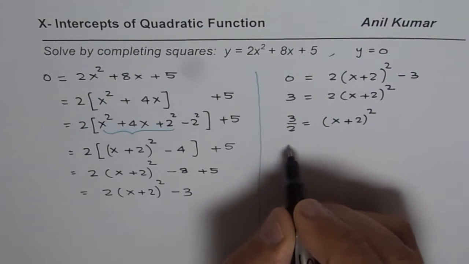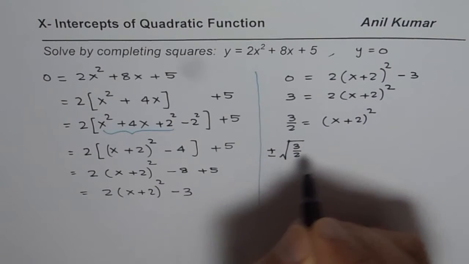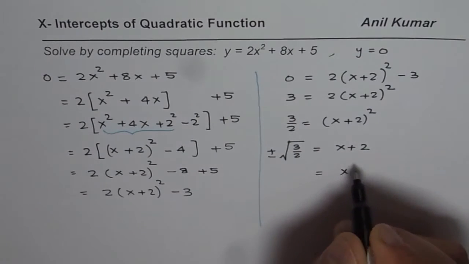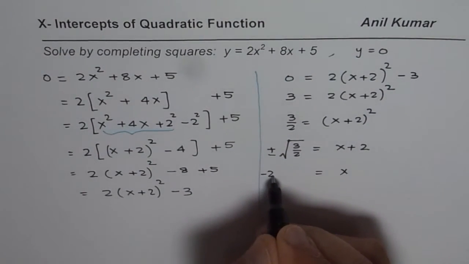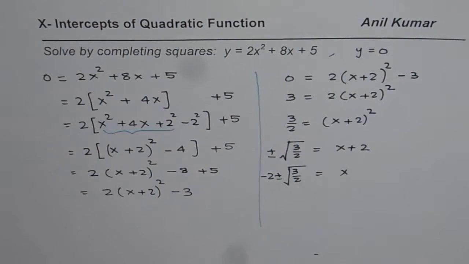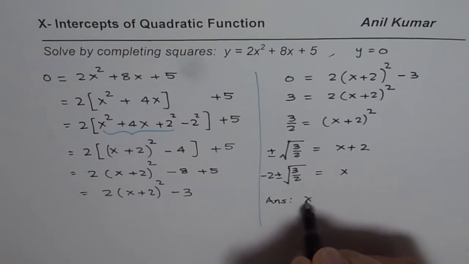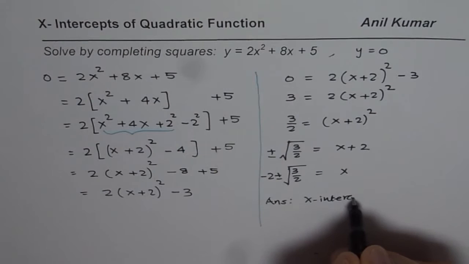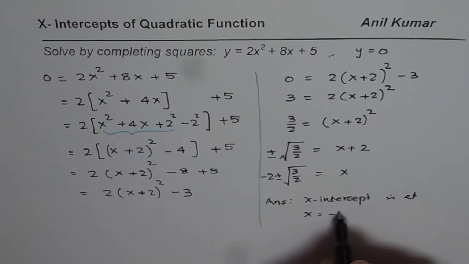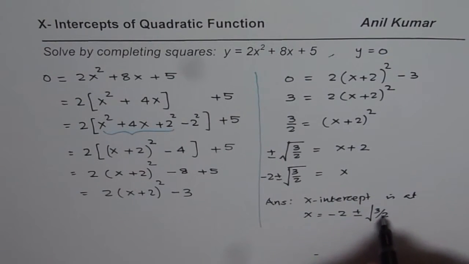Now we will take the square root. Whenever you take the square root, remember to take both positive and negative signs, right? So we get x plus 2, and now x can be isolated and written as minus 2 plus or minus the square root of 3 over 2, right? So that is the x-intercept for us. So you can write down the answer: the x-intercept is at x equals minus 2 plus or minus the square root of 3 over 2.